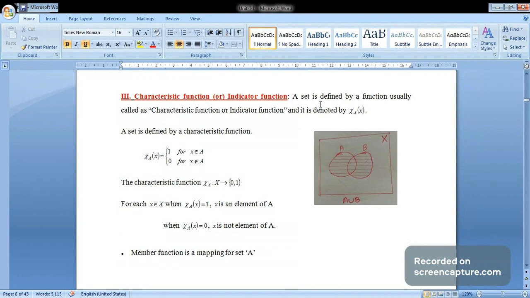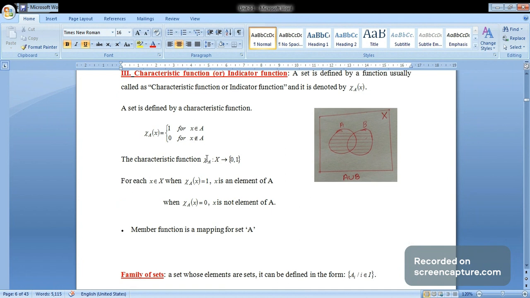So a set is defined by a function usually called the characteristic function or indicator function, and it is denoted by χA(x). That characteristic function is χA(x) equal to 1 for x belongs to A, 0 for x does not belong to A. Okay, so the characteristic function is defined as χA(x).